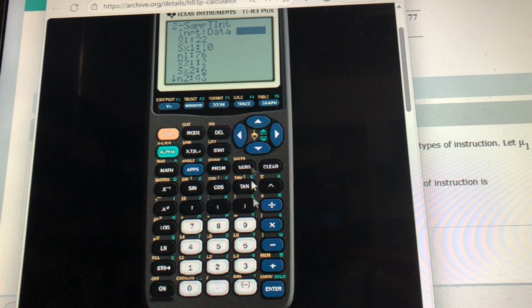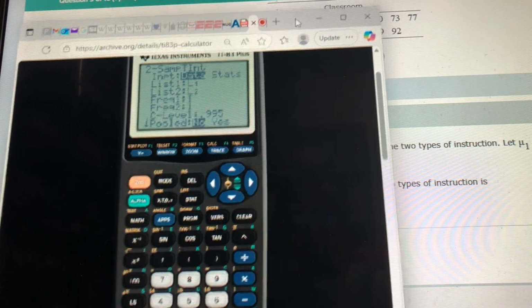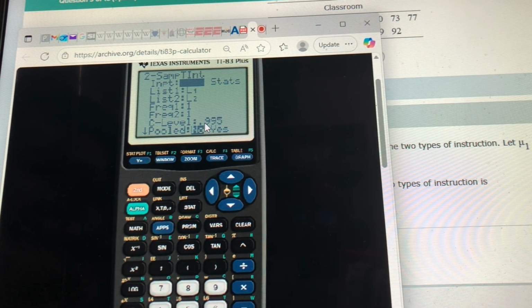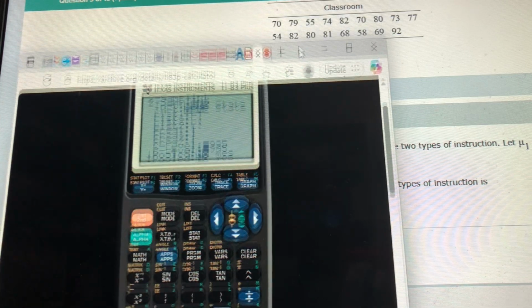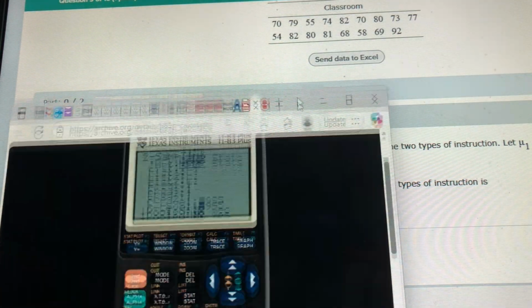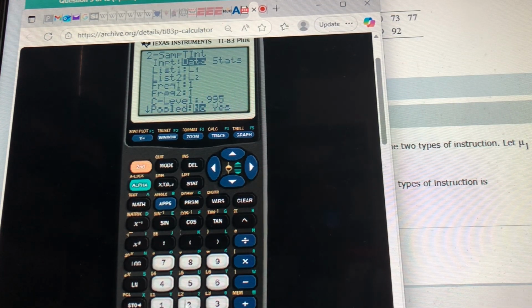So the difference here is now you're going to click data instead of stats. The defaults are usually good. The L1 and L2 is definitely where I put my data. Always leave the frequencies as 1. I don't even know what happens if you change those. But the C level wasn't 99.5 this time, it was 90. So change that to 0.90.